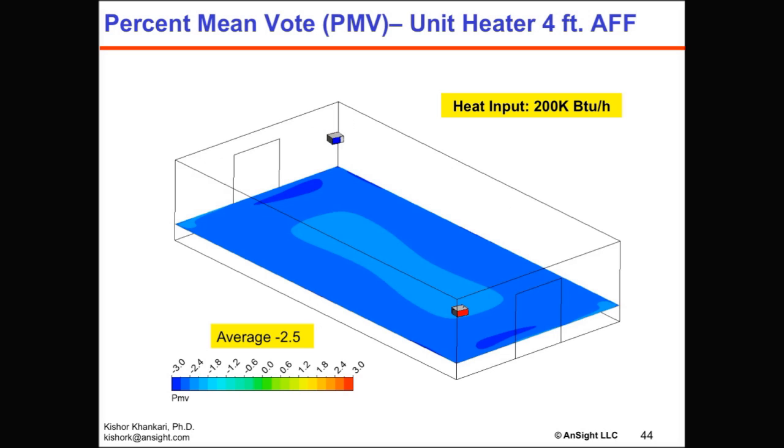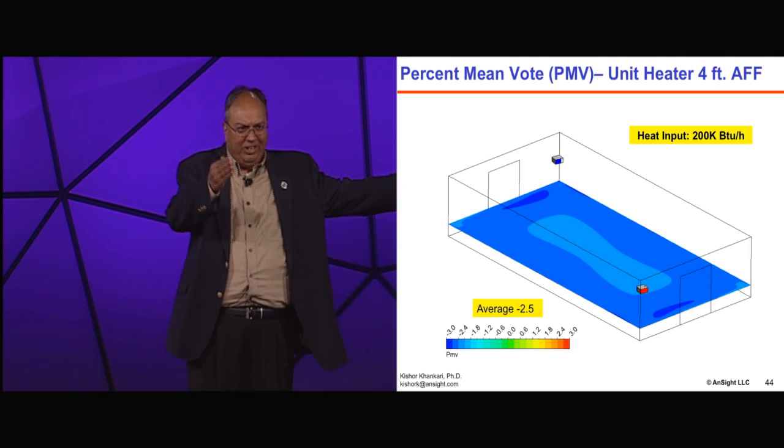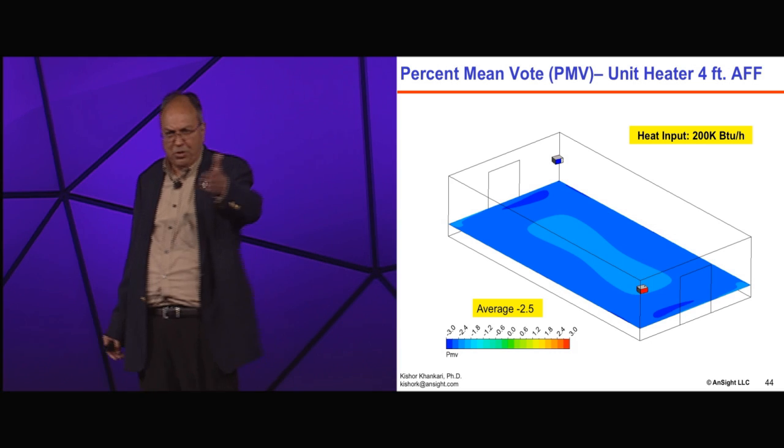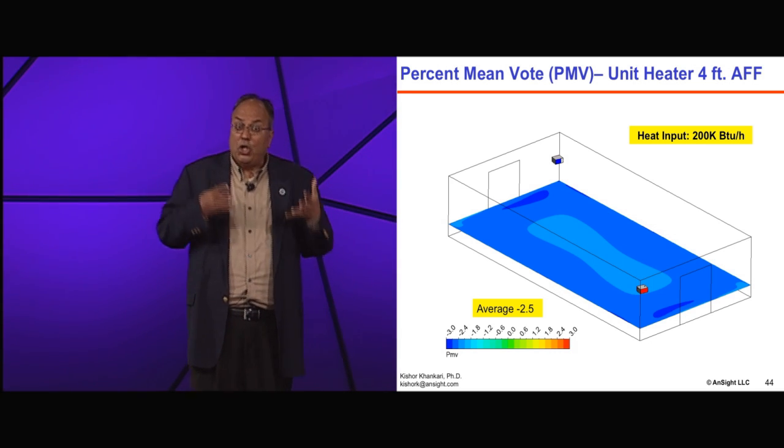What happens? The average is -2.5. Remember, -3 is too cold. What is -2.5? It's cold too. So why is that? Same, I use the same clothing level. I use the same 200,000 BTUH in the space. It is because of that tornado.